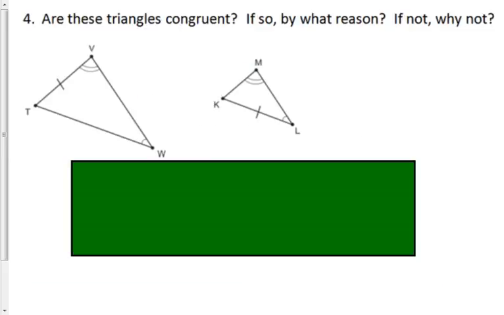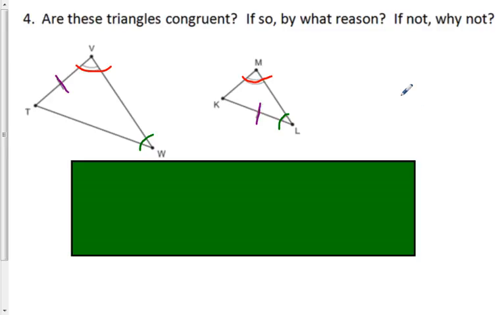For number 4, looking at these two triangles, are these congruent? If so, by what reason? If not, why not? Well, let's take a look at these ones. Each of these has this double swoop angle being congruent to each other. Each of them has this kind of smaller green angle, or single swoop here, being congruent to each other. And they each have a side that is congruent to each other. So an angle, and a side, an angle, and a side.